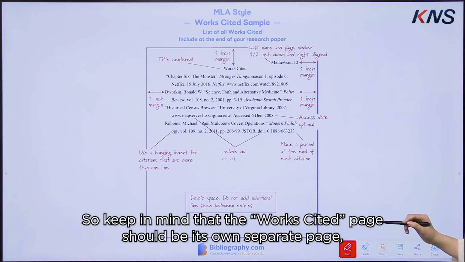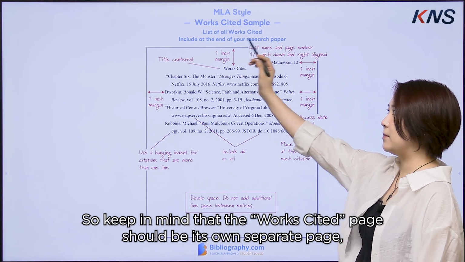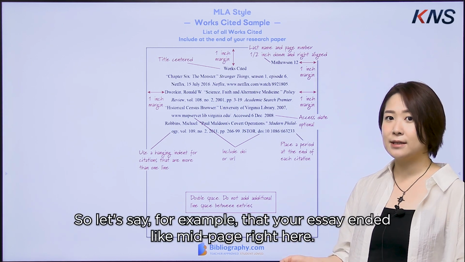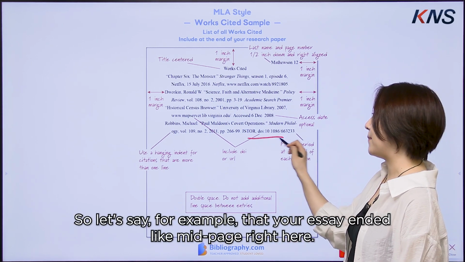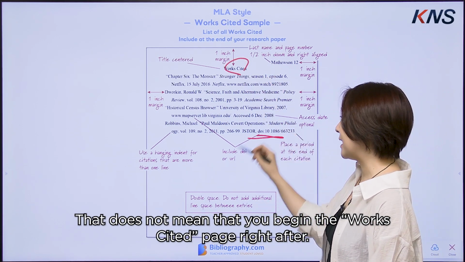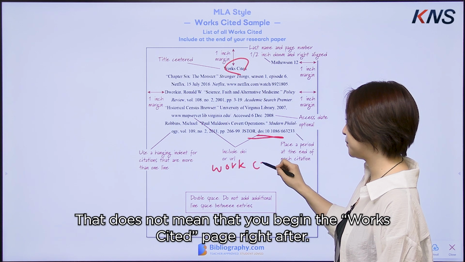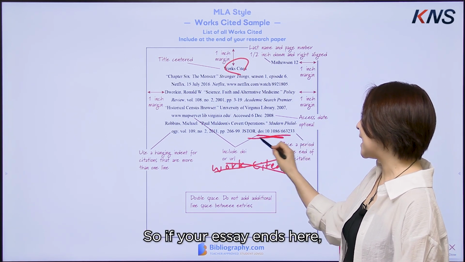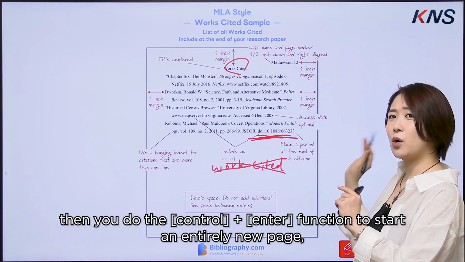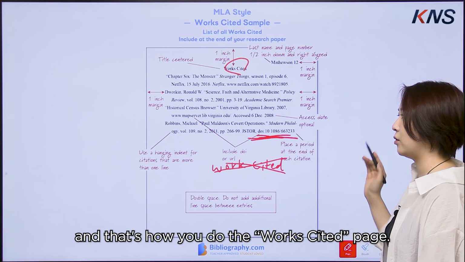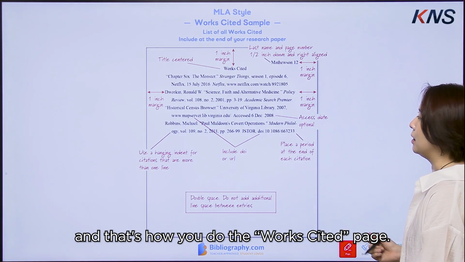Keep in mind that the works cited page should be its own separate page, always, always, always. So let's say, for example, that your essay ended mid-page right here. That does not mean that you begin the works cited page right after. No. If your essay ends here, then you do the Control-Enter function to start an entirely new page, and that's how you do the works cited page.